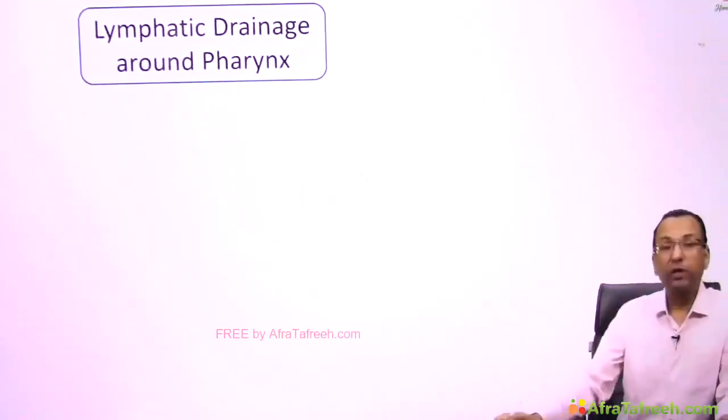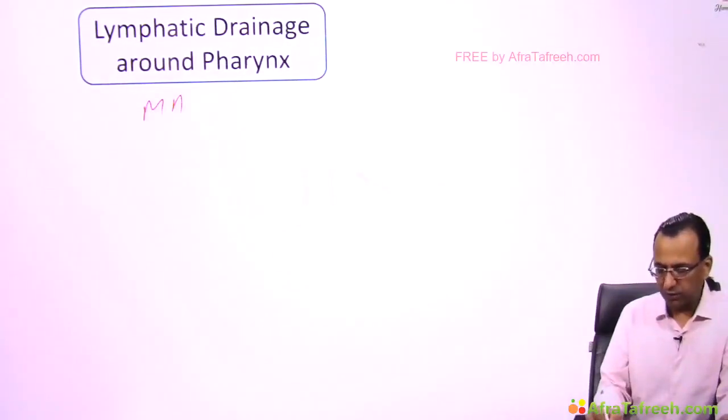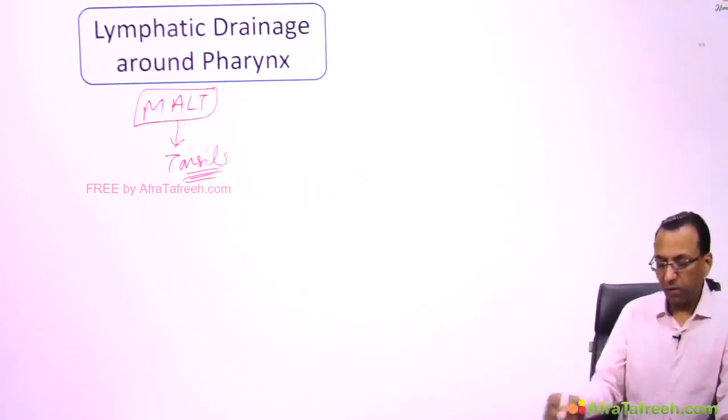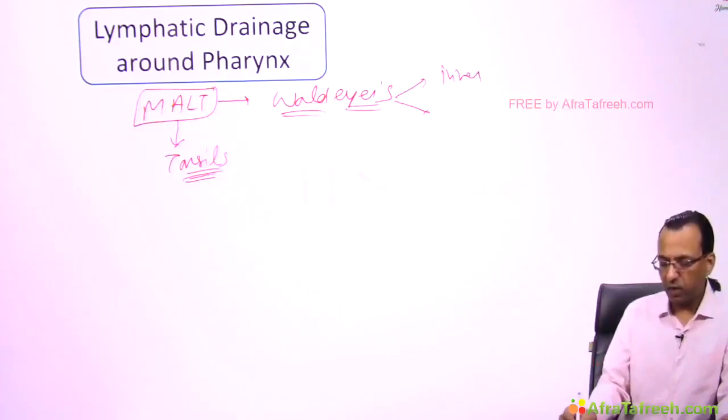Now, the next thing is the mouth. We have discussed the mouth. Now, when you are talking about the mucosa-associated lymphoid tissue, which is actually tonsils, they are around the pharynx. Let us discuss them. You are actually talking about the Waldeyer's ring. Now, if you are talking about the Waldeyer's ring, there is one inner and there is one outer.